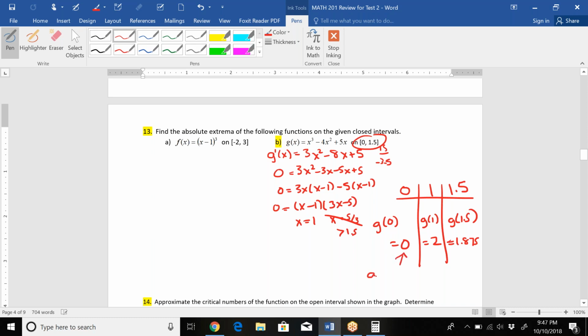This one would be the absolute minimum at (0, 0). The absolute maximum is actually at our relative maximum as well. So our absolute max, and since it's a critical point, it means it's also a relative max, is at the point (1, 2).